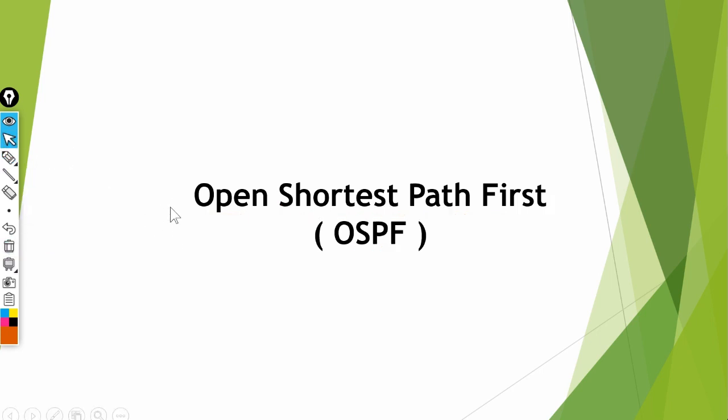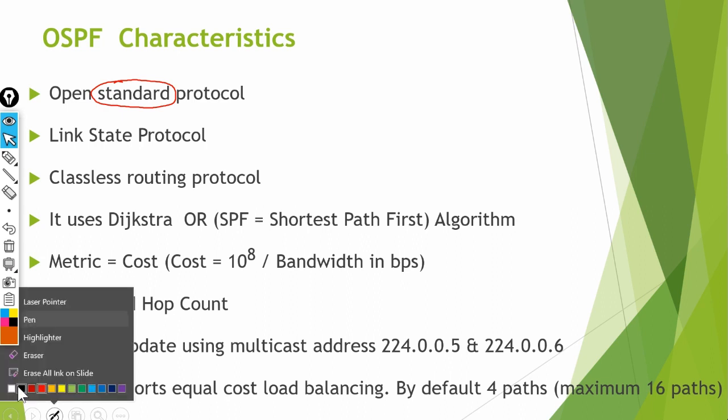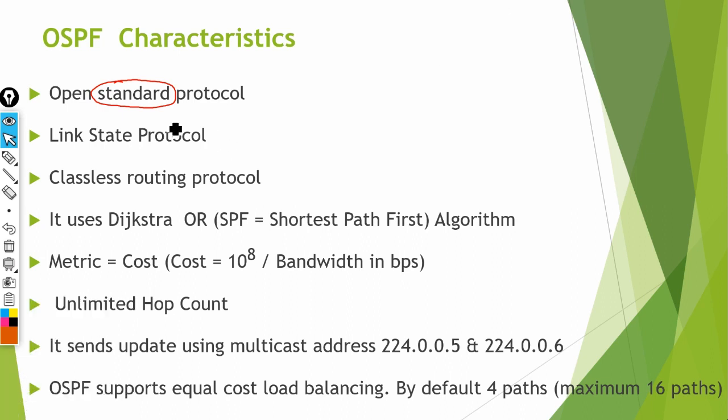Let's go with the flow now. So let's get started. OSPF, as we discussed, is one of the open standard protocols which is supported with every vendor's devices. You can configure OSPF in Cisco, Juniper, Barracuda, any of the vendor devices. It is also a link state protocol. We discussed EIGRP in our previous lecture, and EIGRP is one of the advanced distance vector protocols, but OSPF is the link state protocol.